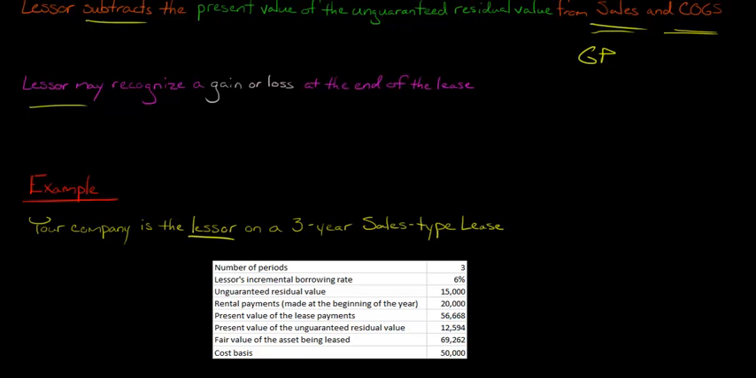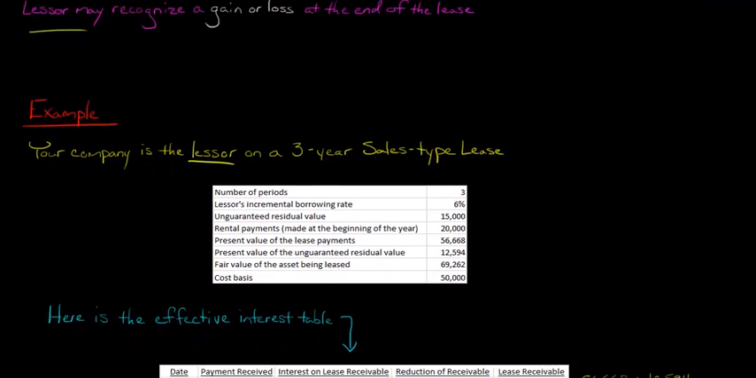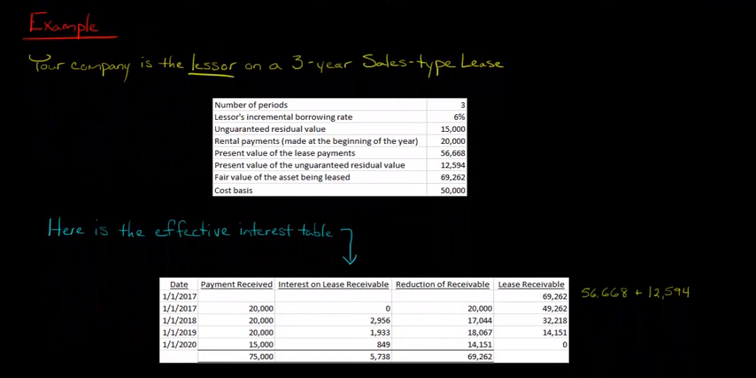If we add those together, that's going to give us the initial lease receivable, and we're going to put that in our effective interest table. So we've got our $56,668 plus $12,594. That's our initial lease receivable: the present value of the lease payments plus the present value of the unguaranteed residual value. And again, I'm not going to go through everything with the effective interest table.